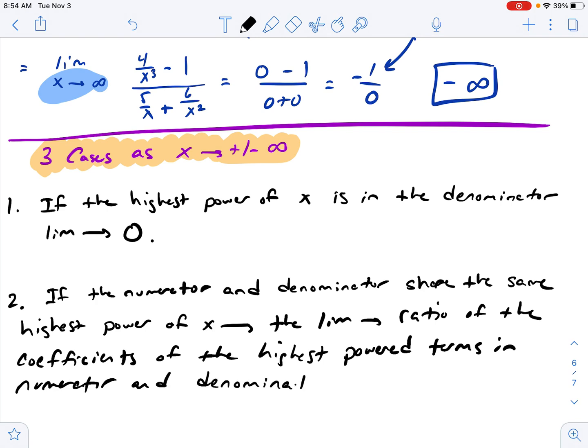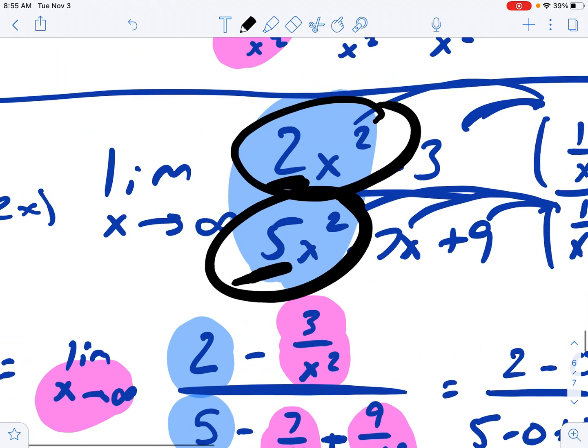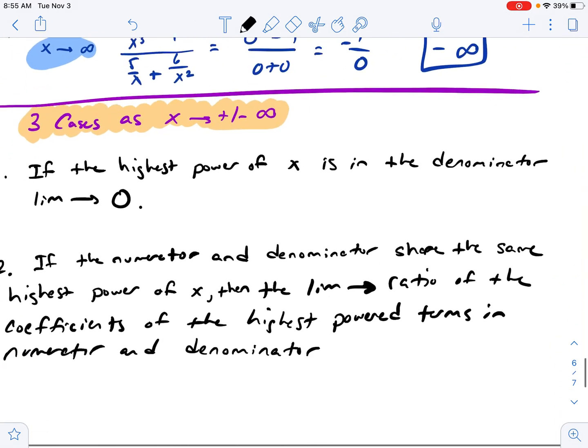and denominator. Okay, let's try to make sense of those words. If the top and bottom have the same highest power, then that limit is going to approach, write it like this, arrow typically means approach, the ratio of the coefficients of the highest powered terms in numerator and denominator. It's a lot to say, but it's easy to find. Here, the ratio of the highest powered terms is 2 over 5.